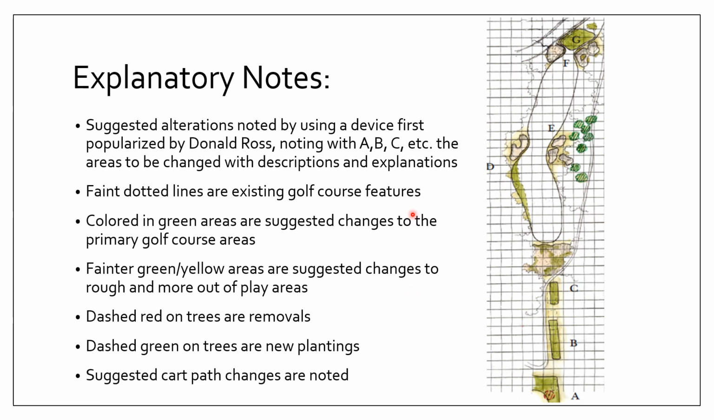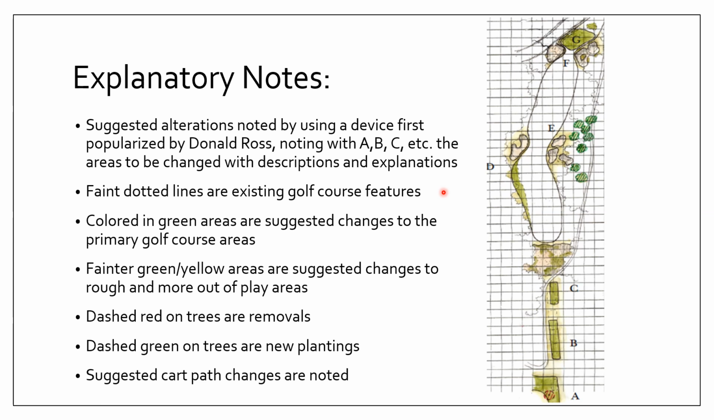Okay, this is the device we're going to use to do this. This is Gil's device. This is how he drew his master plan work to describe it, and he said he has taken this directly from classic architecture, most notably Donald Ross. So using A, B, C, etc., as you can see, to describe these areas, what the intent is, and what is going on. Along with that, a couple other important things.